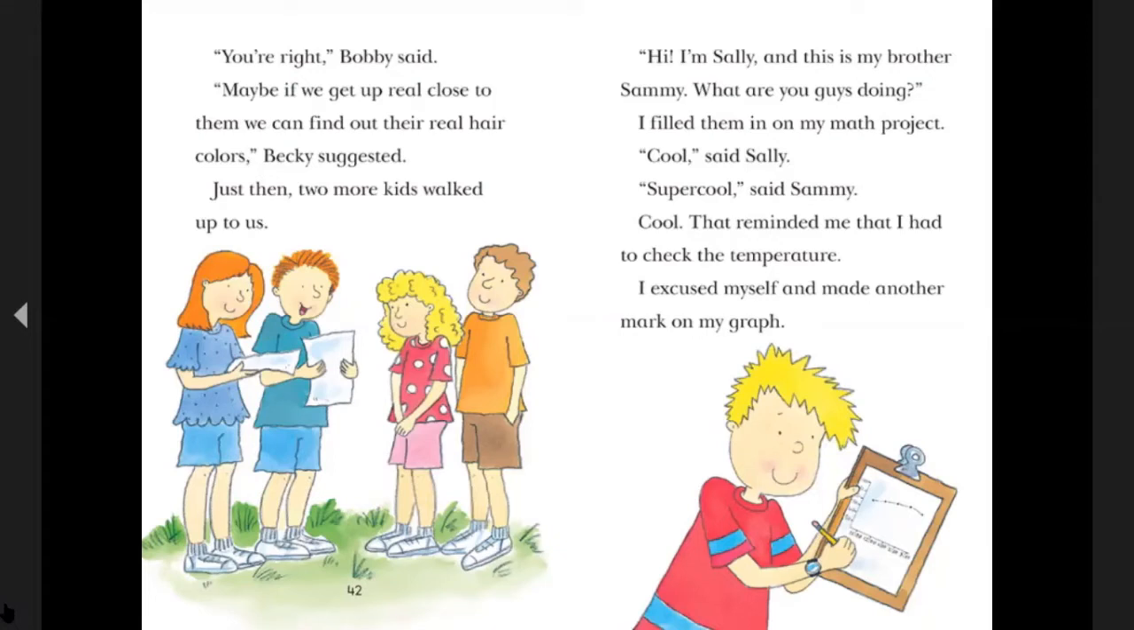"Hi, I'm Sally, and this is my brother Sammy. What are you guys doing?" I filled them in on my math project. "Cool," said Sally. "Super cool," said Sammy. Cool. That reminded me, I had to check the temperature. I excused myself and made another mark on my graph.